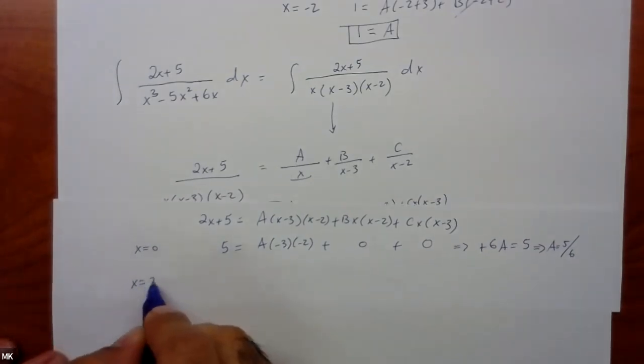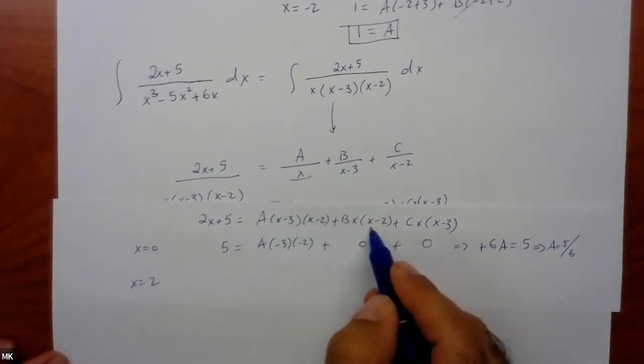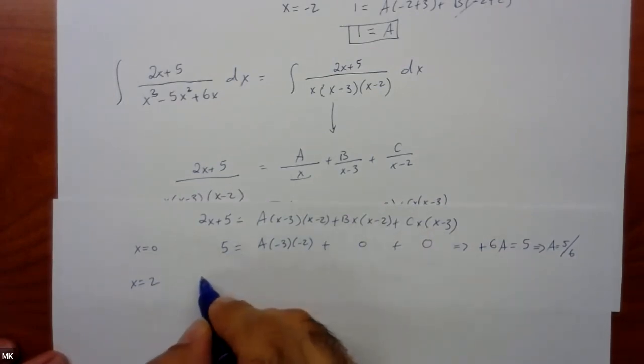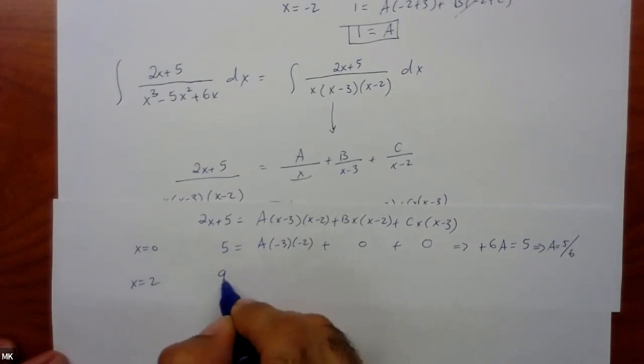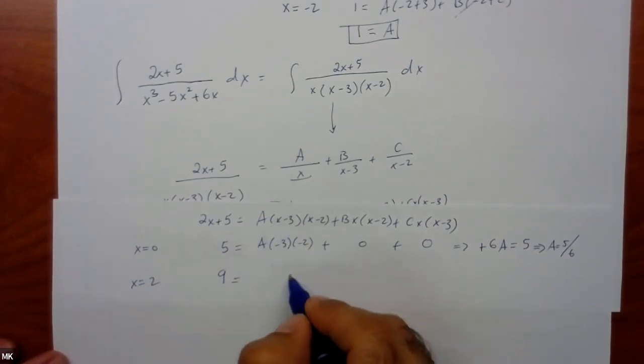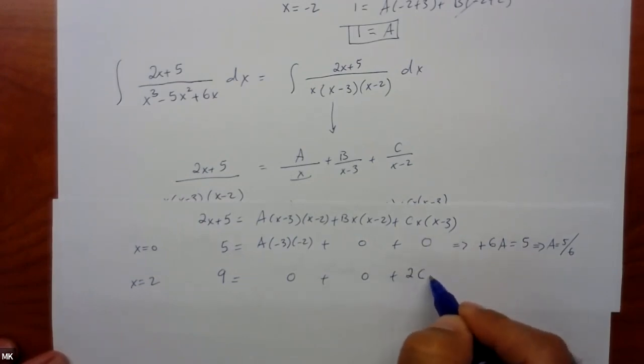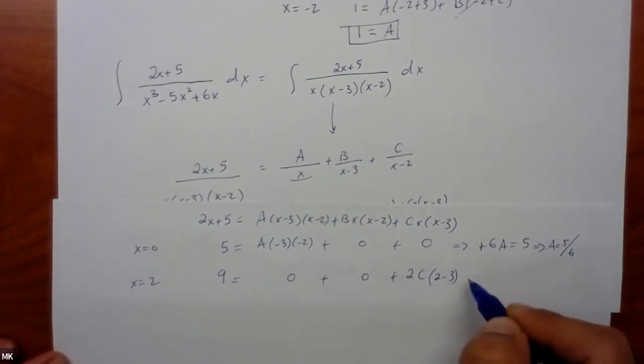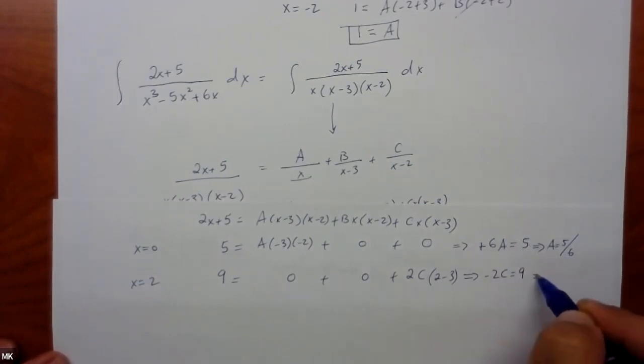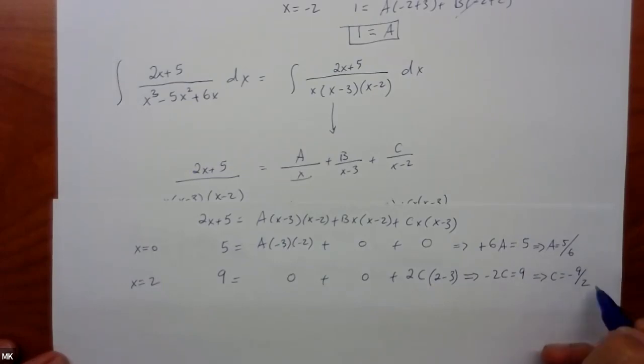Now I'm going to pick x to be 2 because you see I have a minus 2 here, so those two cancel out. So I get 2 times 2 is 4 plus 5 is 9. I get 0 here. I get 0 here. And then here I get 2C times (2 minus 3). So I get negative 2C is 9, which means C is negative 9/2.